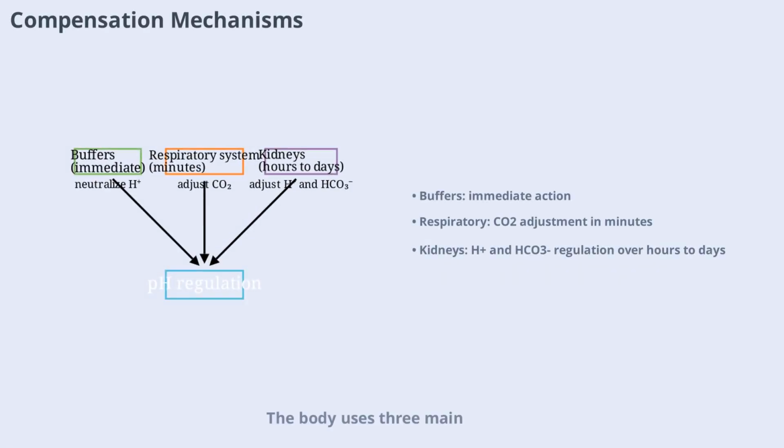The body uses three main systems to compensate for acid-base disturbances: buffers in body fluids, the respiratory system, and the kidneys. Buffers act almost immediately. The respiratory system can adjust CO2 within minutes, and the kidneys provide long-term regulation by altering H+ and HCO3 excretion. Compensation helps minimize pH changes, but rarely returns pH completely to normal, except in respiratory alkalosis.